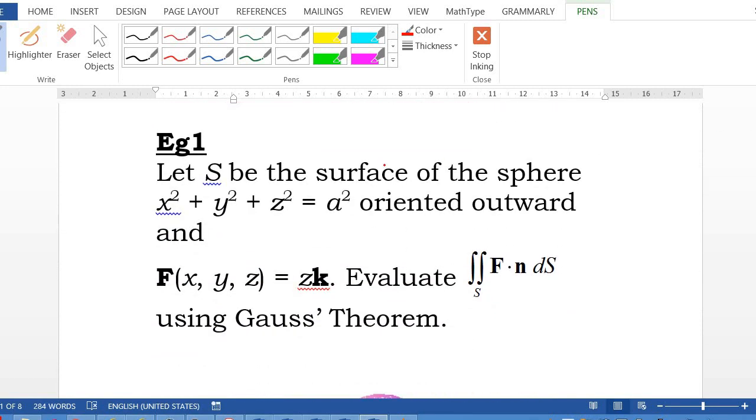For example 1, let S be the surface of the sphere x squared plus y squared plus z squared equal to a squared, oriented outward. To use Gauss's theorem, make sure the surface is closed and oriented outward. Given F(x,y,z) equal to zk, evaluate the flux integral using Gauss's theorem. If not using Gauss's theorem, you have to divide the surface S into the upper hemisphere and lower hemisphere, and then do it 2 times. Since the sphere here is a closed surface and is oriented outward, we can apply Gauss's theorem.